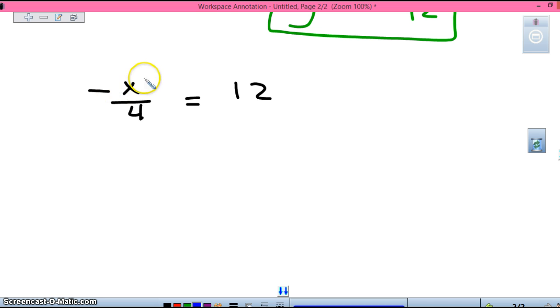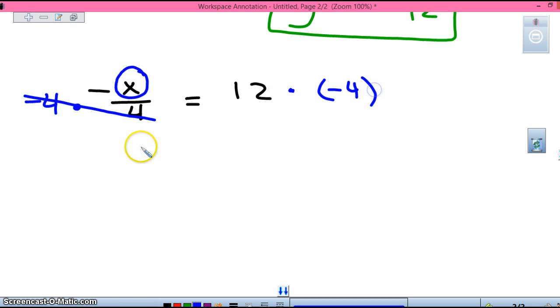If we have to solve for x, and we have -x/4 equals 12, what does this fraction bar mean? Division. And what's the inverse of division? Multiplication. So we multiply times -4, it cancels the negative and the 4, and we can do the same to the other side. So x equals -48.